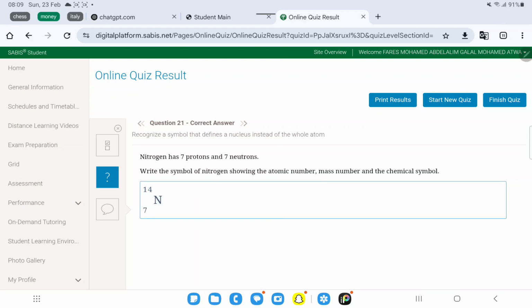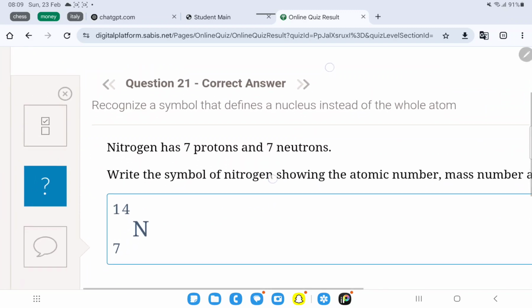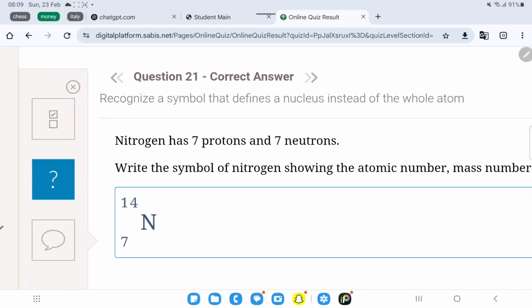Nitrogen has 7 protons and 7 neutrons. They want the symbol of nitrogen with 7 and 7. So, nitrogen, we know it's N. 7 protons, so we put the 7 down. And up here is the mass number. So we add the protons and neutrons, so 7 plus 7, 14.